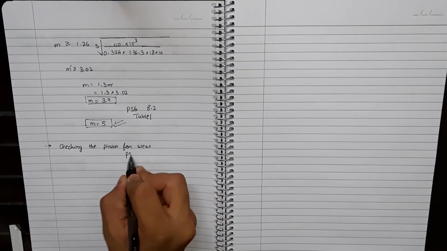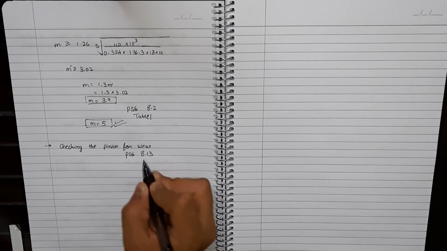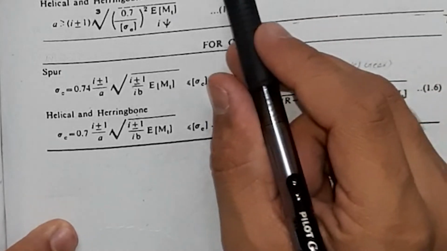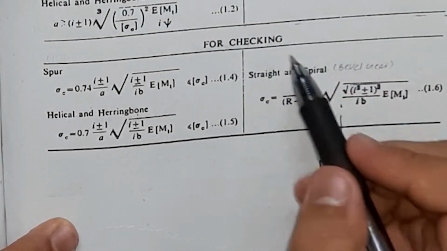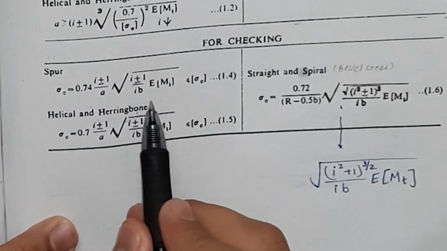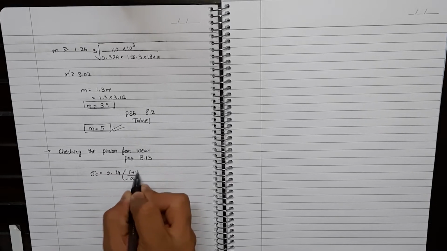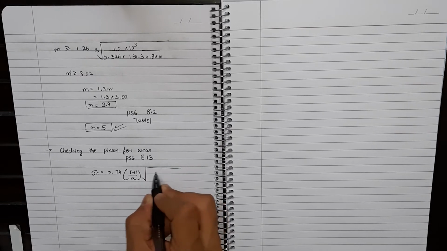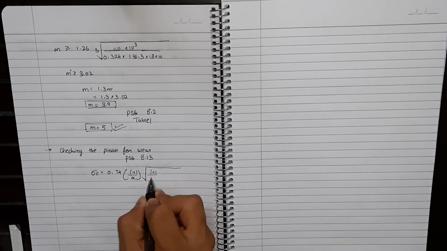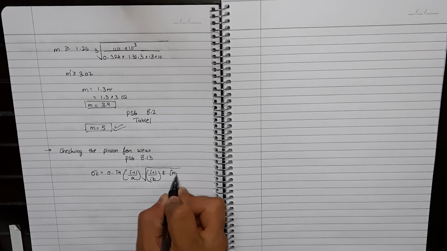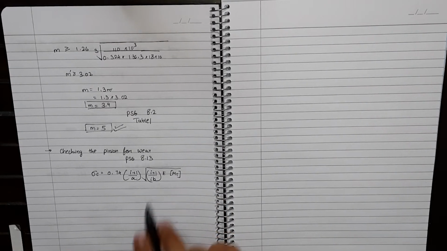Let us go to the PSG Databook, 8.13. Here it is, the value for sigma c. We are done with the designing, now we need to check. The value for sigma c for spur gears is this formula: sigma c = 0.74 ((i+1)/a) root of ((i+1)/i) times E into the design torque divided by b. Now you must be wondering what the values of A, B and E are.